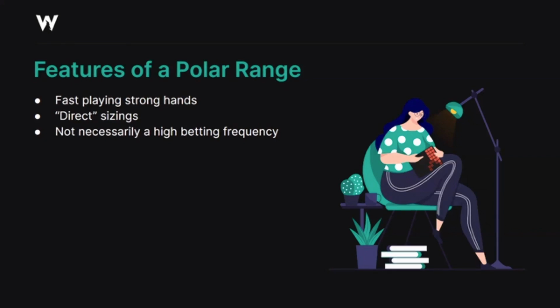And not necessarily a high betting frequency. Now, you can have a high betting frequency the more of a nut advantage that you have, but a polar range could be polar in terms of having like one nutted hand per 10 bluffs, right? That would be a very low betting frequency, but it would still be a polar range. But with a higher nut advantage, imagine a case where you have maybe five nutted hands and 5 bluffs in your range, that would be a much, much, much higher betting frequency, right?